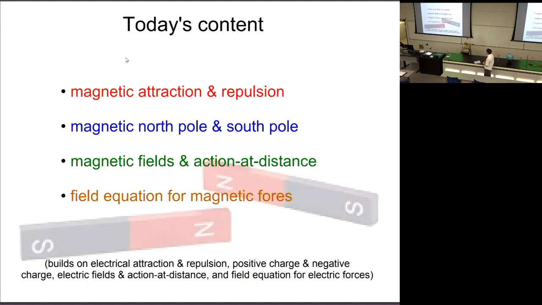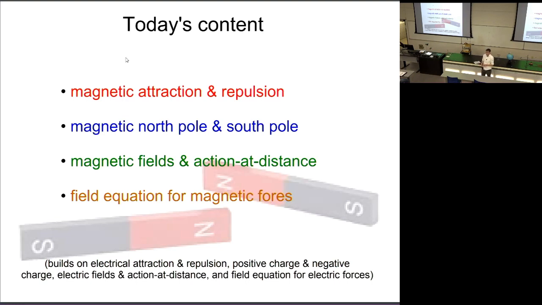On this slide is today's content. I want to talk about magnetic interactions to start with, attractions and repulsions. We'll move on to the notion of magnetic poles, magnetic south poles and magnetic north poles. We'll then move on to the concept of magnetic fields carrying magnetic forces. And finally, we'll introduce and look at some illustrations, examples of the field equation for magnetic forces. So this is the plan for today.